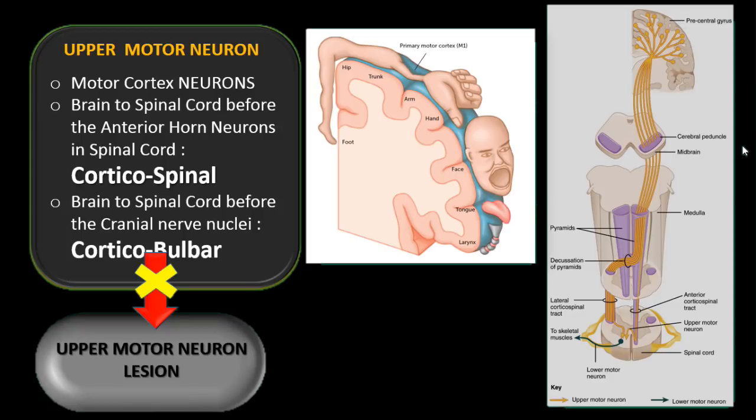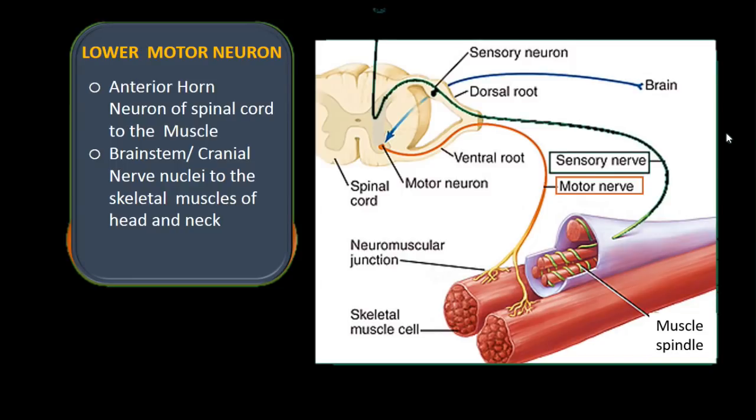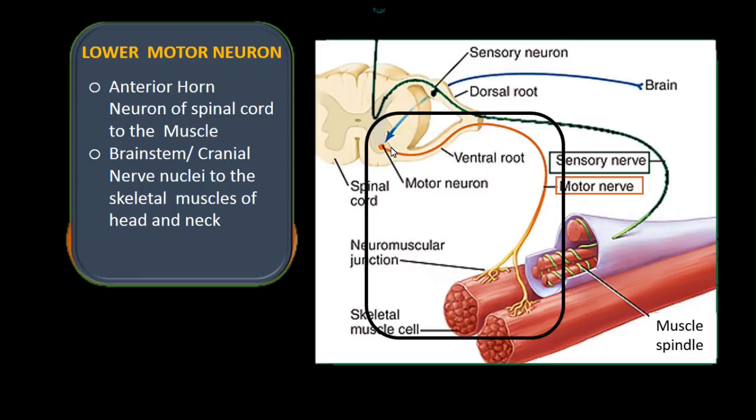We'll get to that. On the other hand, when you say lower motor neuron, this would refer to the anterior horn neurons. That's the anterior horn neuron there. Anterior horn neurons of the spinal cord or the motor cranial nerve nuclei. These neurons give rise to nerves that end in the muscles of the limb and the voluntary muscles of the face and the neck.